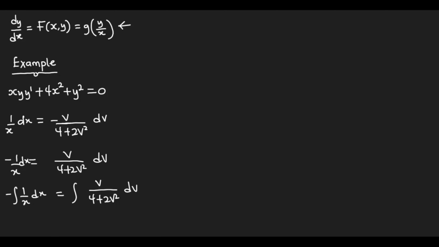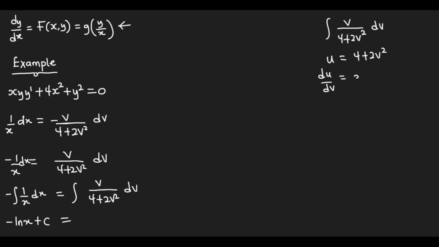Okay, so now let's look at how you're going to do this integration. On the left hand side, we're going to have minus ln of x, and then let's bring the constant of integration here, c. So now let's focus on the right hand side. We have the integral of v over 4 plus 2v squared dv. So I'm going to do a u substitution. Let u be equal to 4 plus 2v squared, and therefore I'm going to get du/dv to be equal to 4v. Okay, from here, our dv will now become du over 4v.